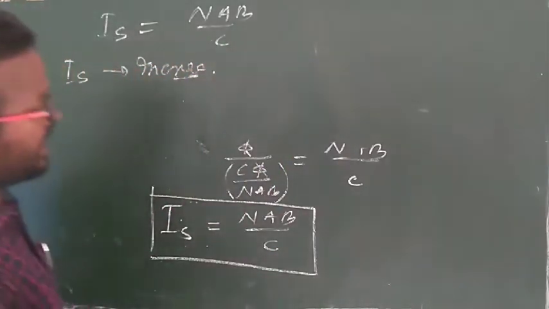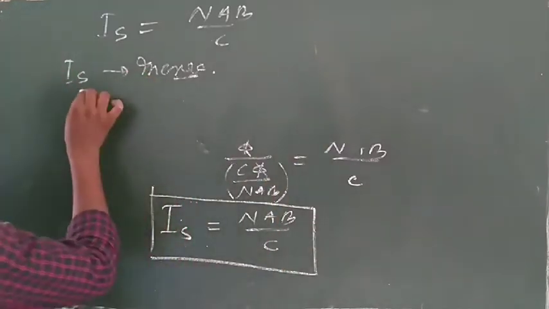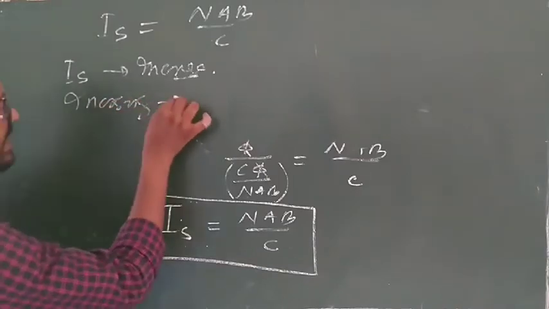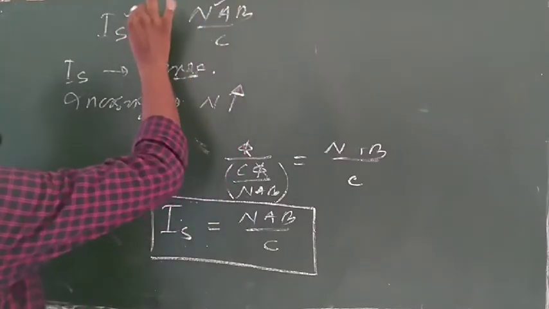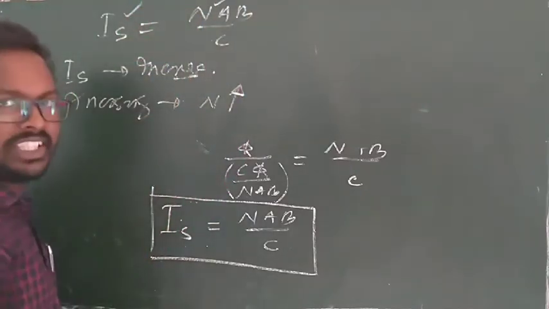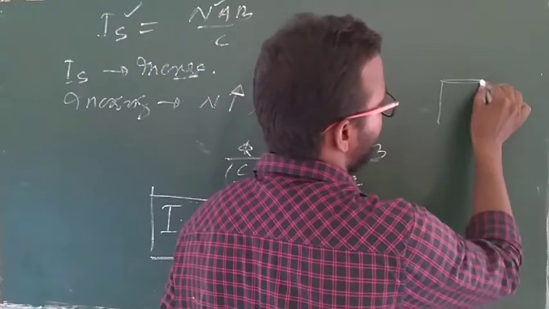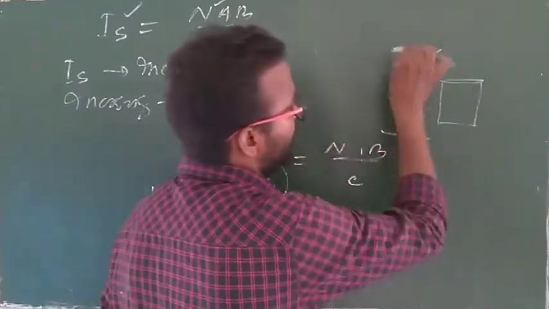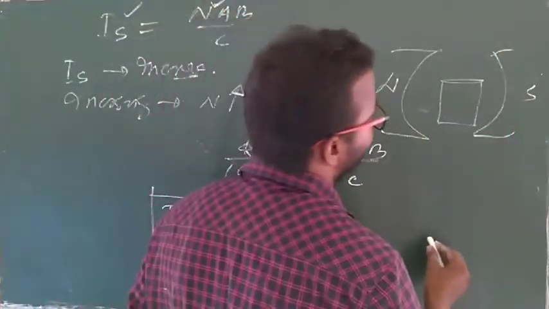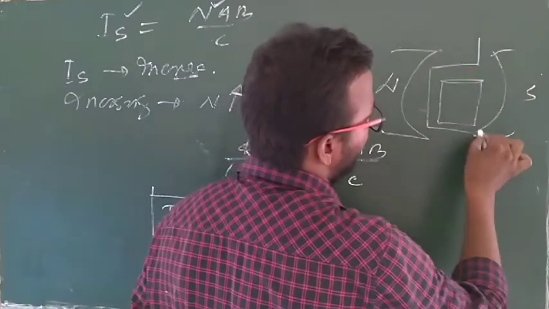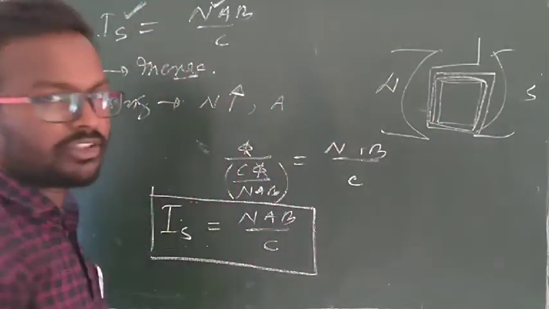That means the current sensitivity of a galvanometer can be increased by increasing the number of turns. If the number of turns increases, then the sensitivity of the galvanometer increases. Suppose this is the soft iron core, and here this is the north pole, and here the south pole. First, we have to increase the number of turns. If the number of turns here increases, then the current sensitivity of the galvanometer increases.